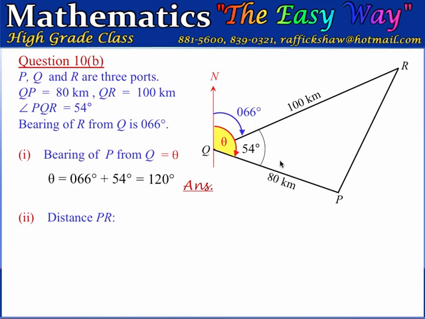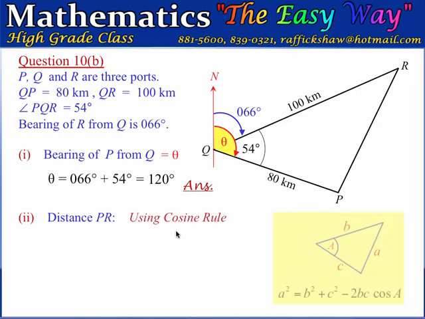But this triangle is not a right angle triangle, and therefore we have to use either the sine rule or the cosine rule to calculate the distance PR. And this is a typical case for the use of the cosine rule because we have two sides and an angle between. The sine rule cannot be used here because to use the sine rule we must have a pair of known side and opposite angle, and that is not the case here. And so to do this calculation we must use the cosine rule.